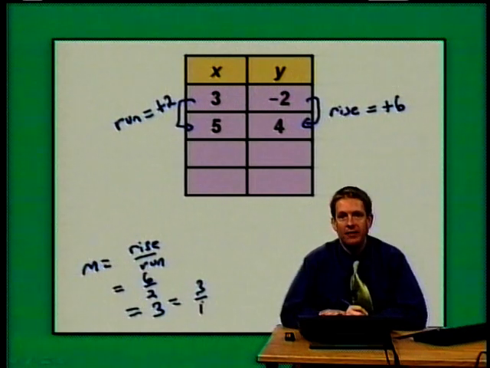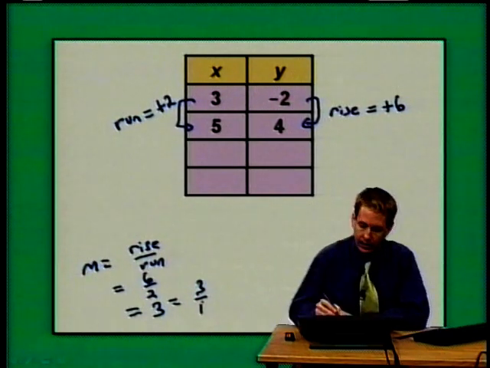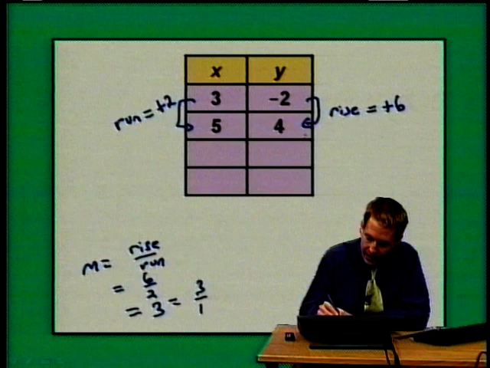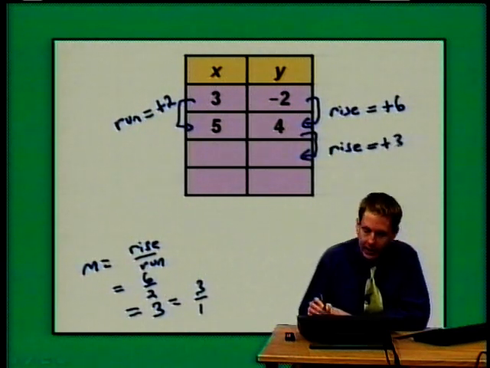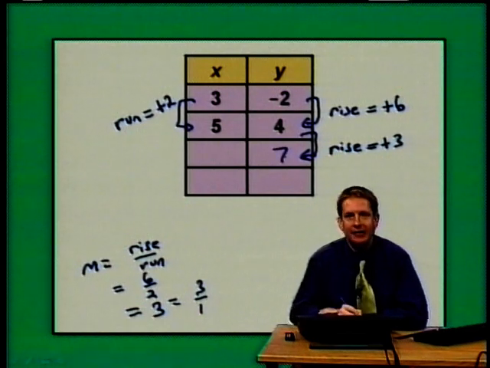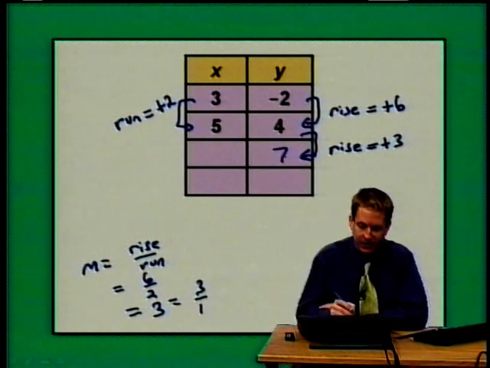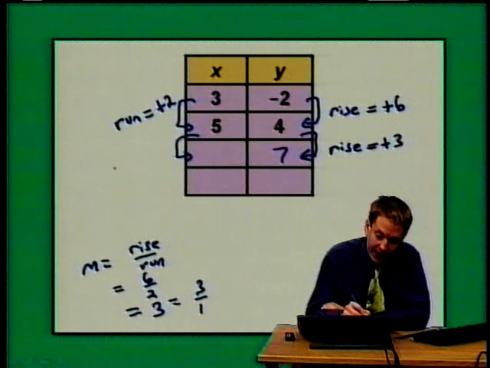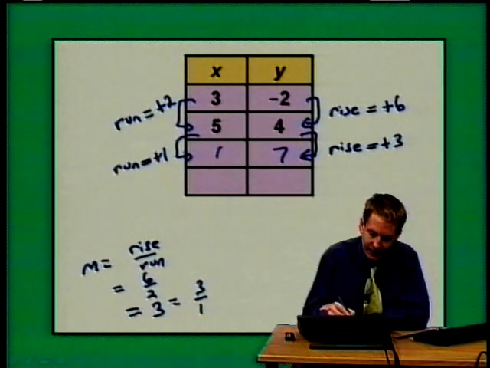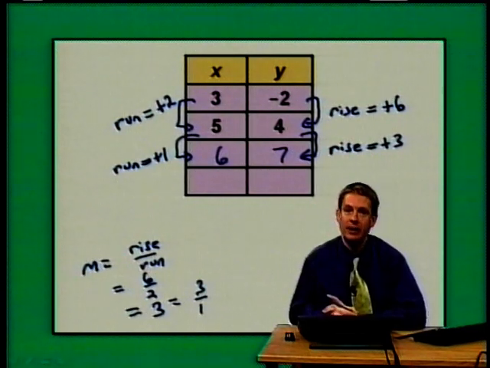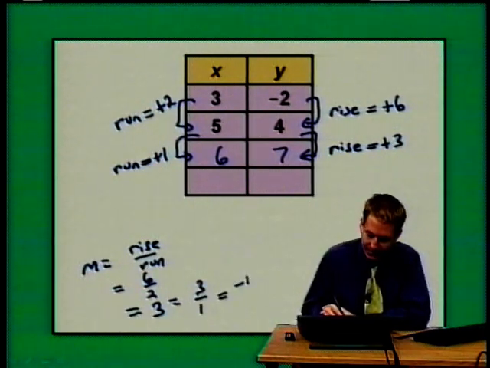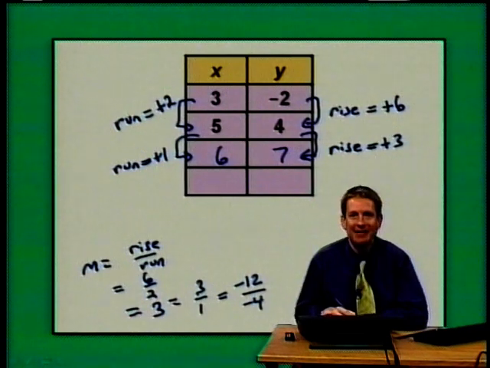Let's make a rise of 3 and a run of 1. So if we start at y equals 4 and we make a rise of 3, that's adding 3 to 4. Y is now 7. If we start at x equals 5 and we make a run of 1, 5 plus 1 is 6. X is now 6. Let's think of another ratio that simplifies to 3. How about -12 over -4?